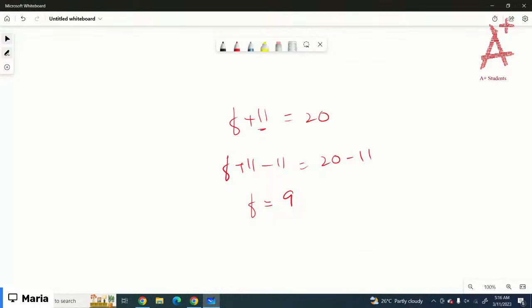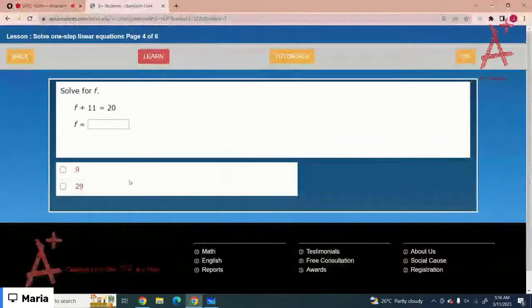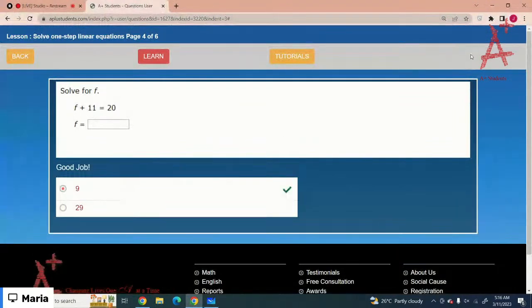Got it? So the correct option is f equals 9. 20 minus 11 is 9. Just select the correct option and click on the OK button.